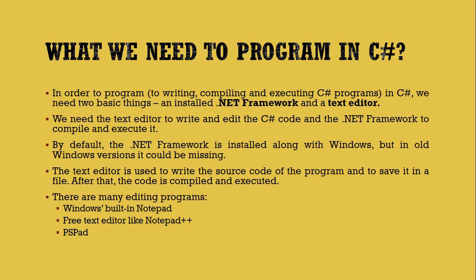What do we need to program in C#? We need two basic elements to start programming in C#. One is the .NET framework and a text editor. The purpose of the .NET framework is to compile and execute C# codes, and the text editor is to write and edit source code.